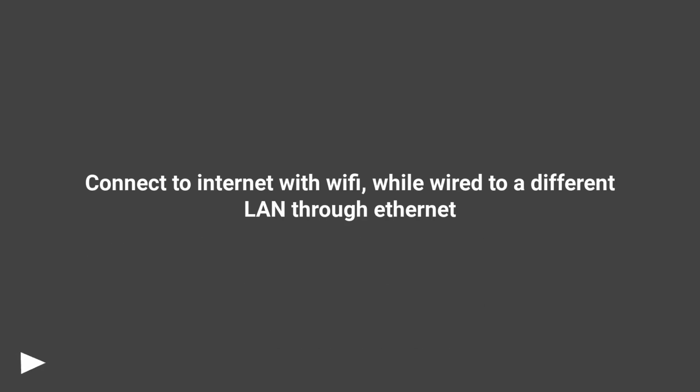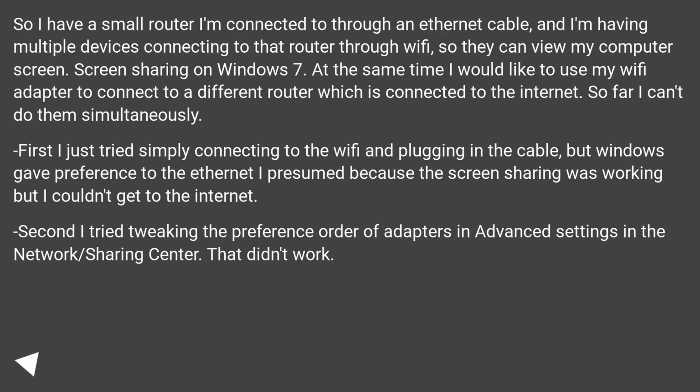Connect to internet with Wi-Fi, while wired to a different LAN through Ethernet. So I have a small router I'm connected to through an Ethernet cable, and I'm having multiple devices connecting to that router through Wi-Fi, so they can view my computer screen. Screen sharing on Windows 7.